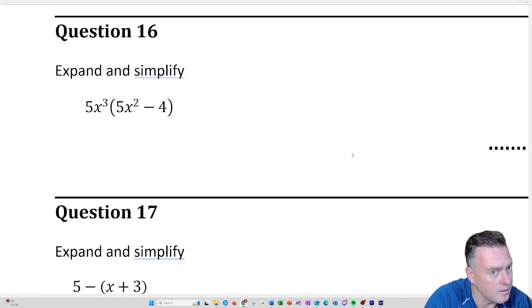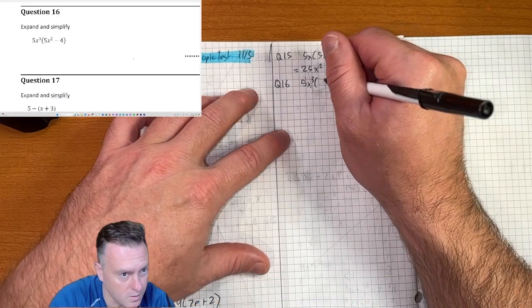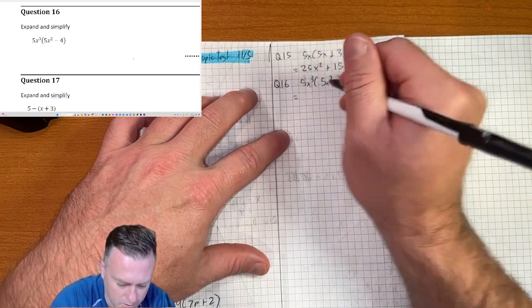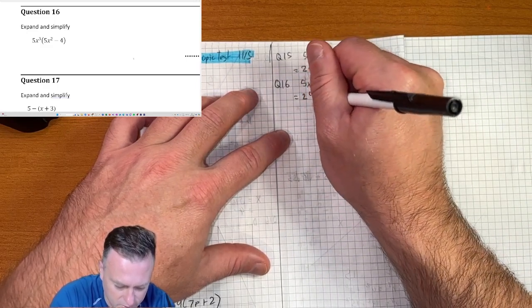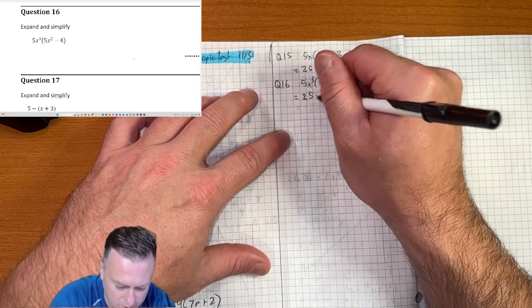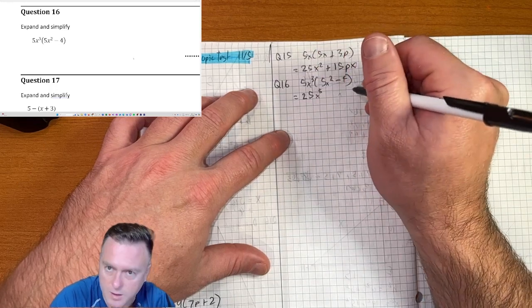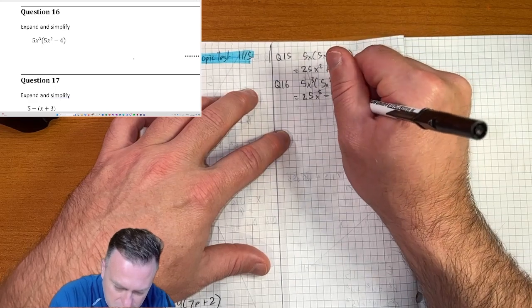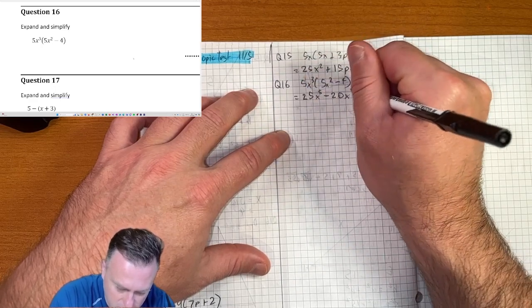Question 16. So we've got 5x cubed times 5x squared minus 4. So 5 5s are 25. And then x cubed times x squared gives you x to the power of 5. Then a positive and negative makes a negative. 5 times 4 gives me 20. And then x cubed.